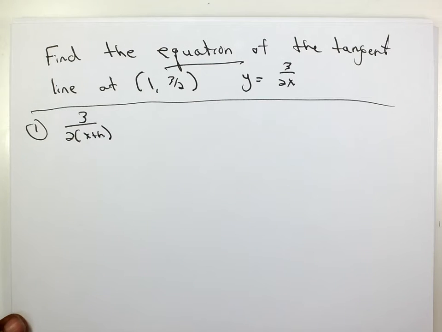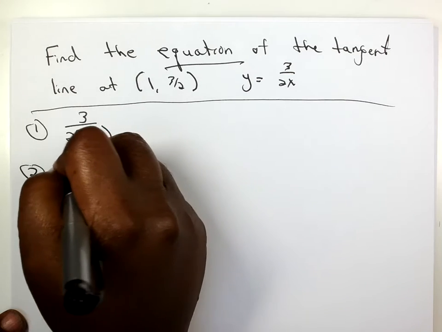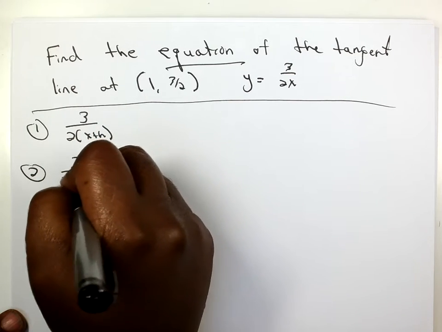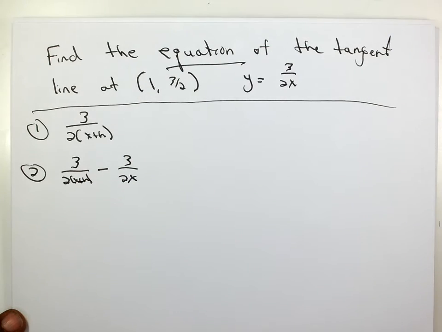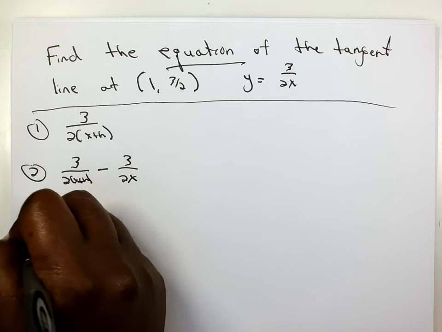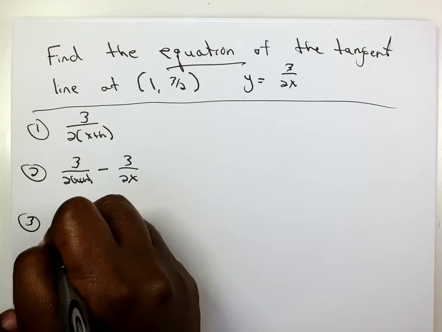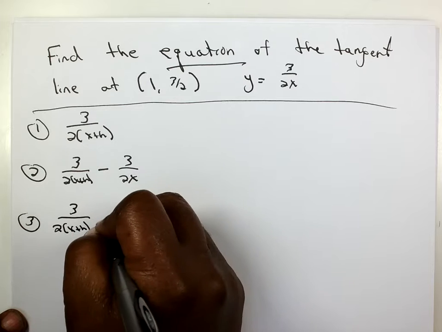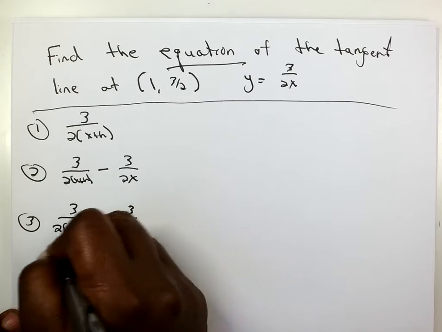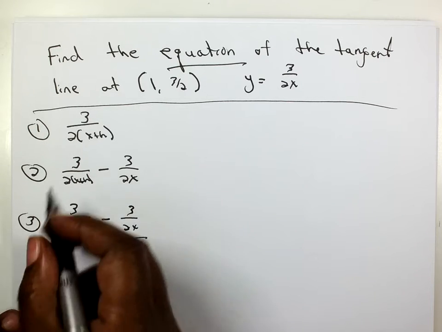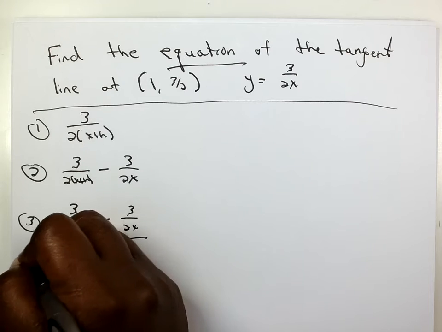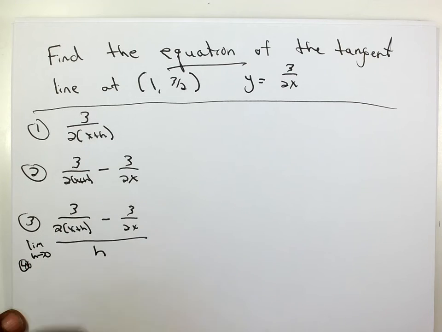So 3 over 2 times, in that instead of the x, we have x plus h. For part 2, we have to subtract the original function from part 1. For part 3, we're taking part 2 and putting it over h. And then part 4, I'm just going to put it up here. We're taking that limit as h goes to 0.